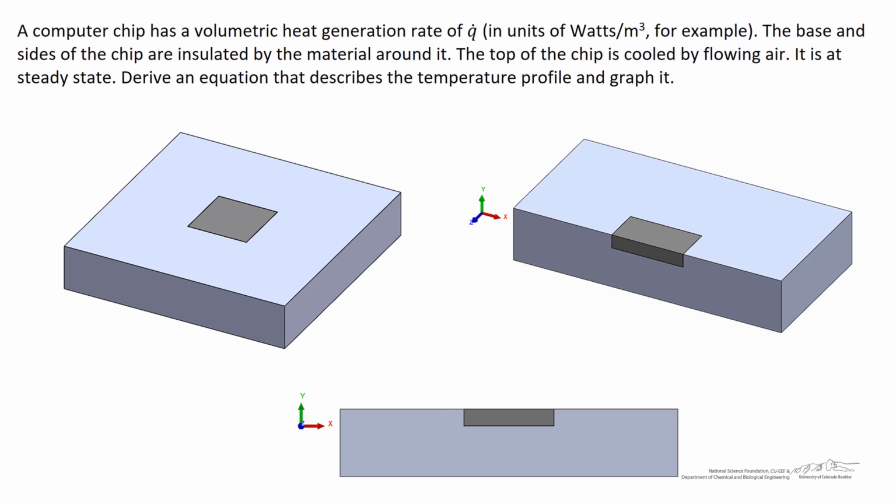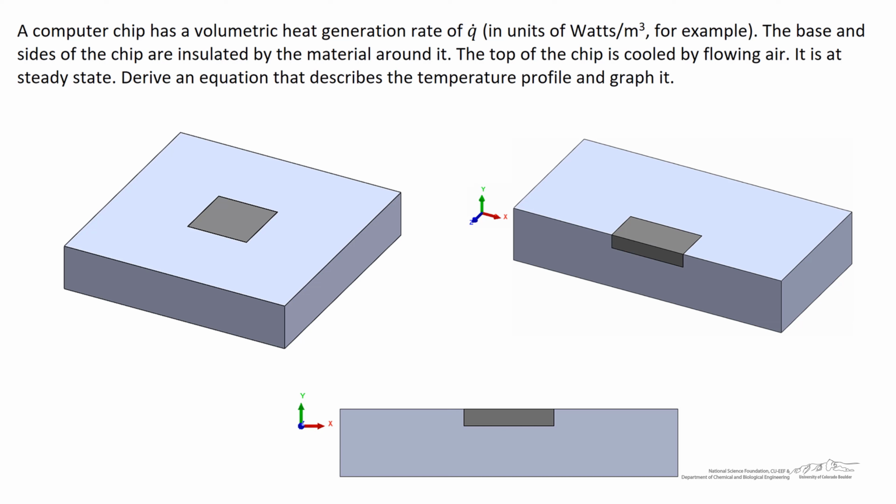So here we have a computer chip that's encased in some sort of insulating material, and it has a volumetric heat generation rate of Q dot, units of watts per cubic meter, for example. We know that the sides and the base of the chip are insulated, and the goal here is to calculate an equation for the temperature profile and graph that.